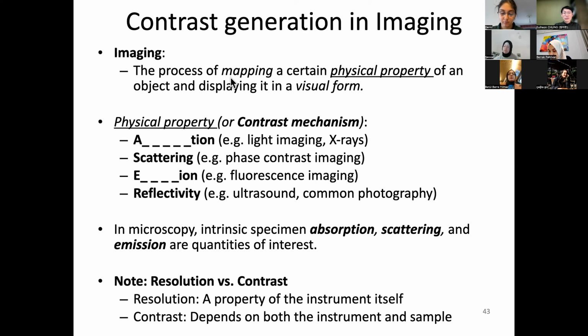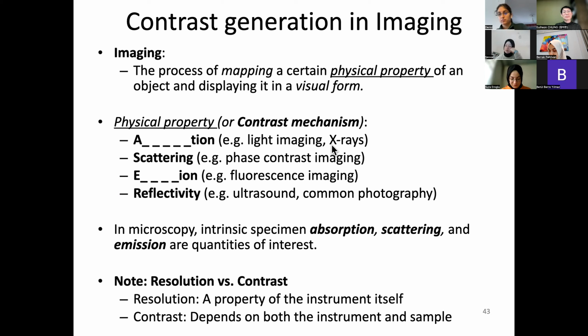When we call it microscopic imaging, imaging is really the process of mapping a certain property of an object and displaying it in a visual form, because we are visual animals. And what do I mean by physical property? That is a contrast mechanism. Without contrast, you cannot see, let's say, a transparent object. So you need to somehow give contrast.